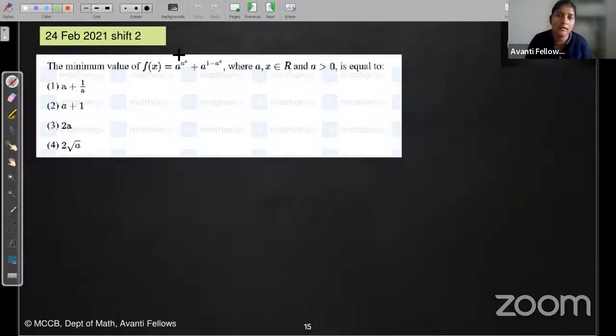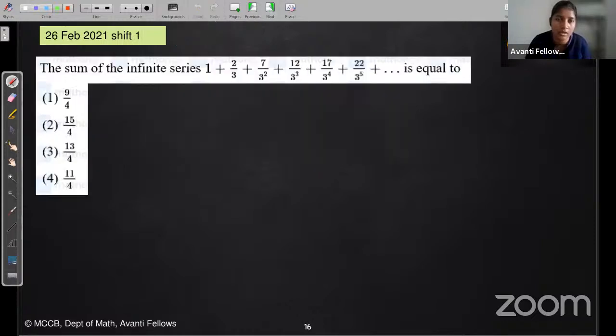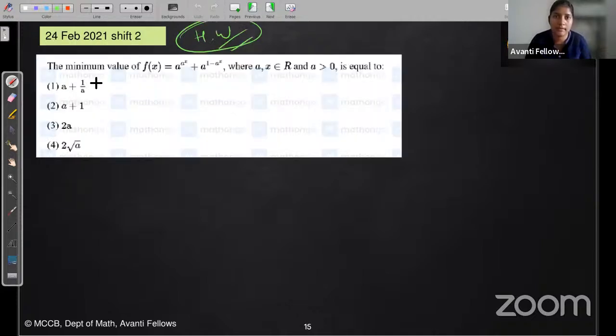So the next one is going to be your homework question, okay? So try to solve this question. And there is one more question next. Take a screenshot of this. Try to solve both the questions. And here we will finish our chapter, sequence and series. So from the next class, we will start with the binomial theorem chapter.